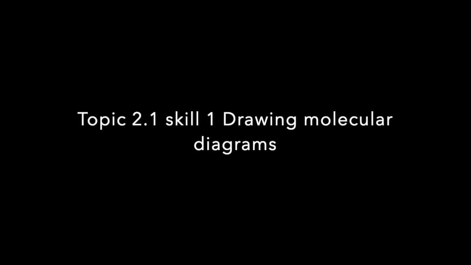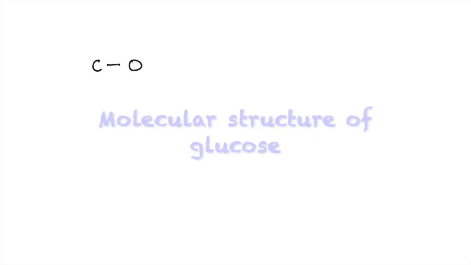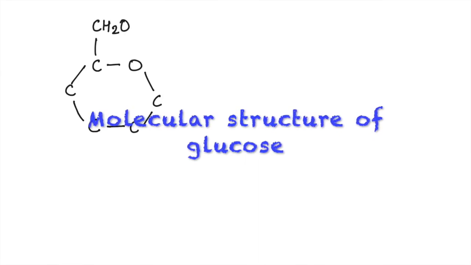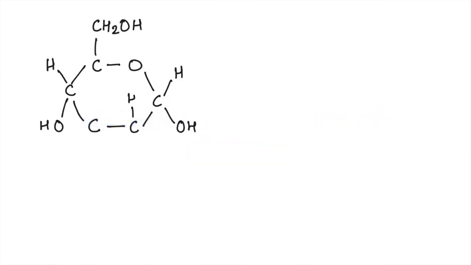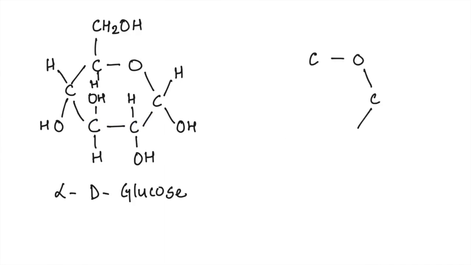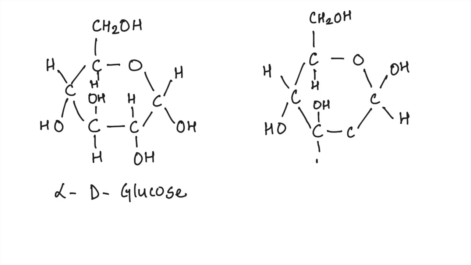In this video, I'm going to show you drawing of some molecular diagrams, that is topic 2.1 skill 1. Here we begin by drawing the molecular structure of glucose. Now glucose exists in two different forms and you may be asked to draw either of them. So it is in the form of alpha D glucose and in the form of beta D glucose. So I've drawn here both the structures.